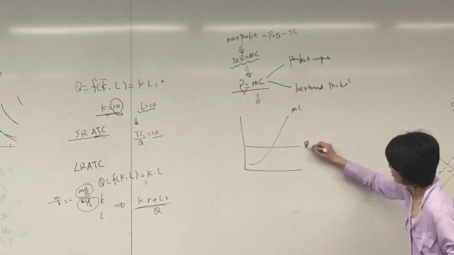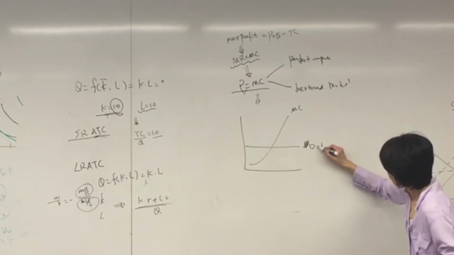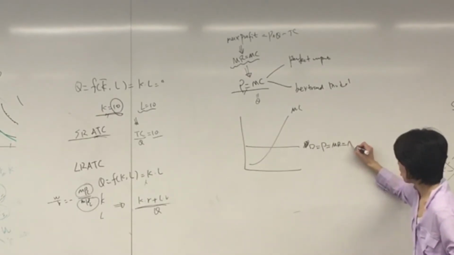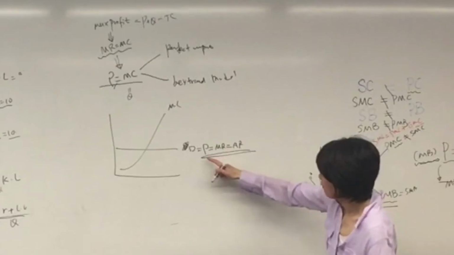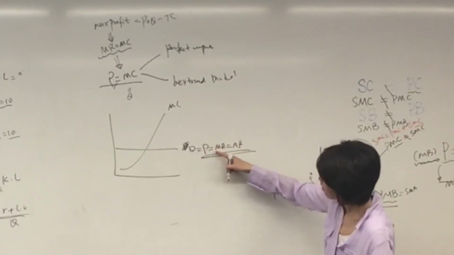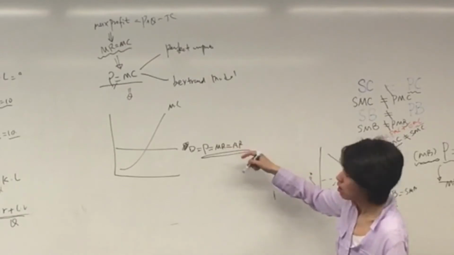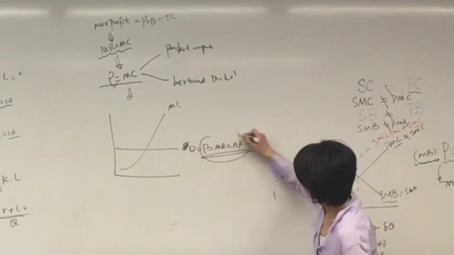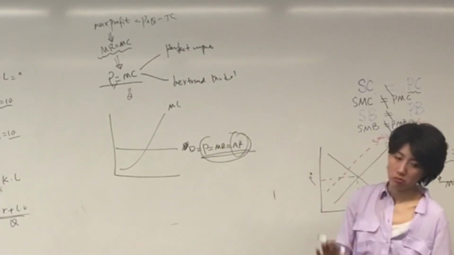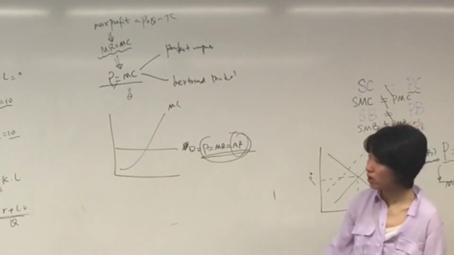P is our demand, right? This demand is equal to P is MR. It's also AR, okay? You need to know that. This D is price, is MR, is AR. So you need to know that P is also equal to AR. That's very important for questions asking about that.